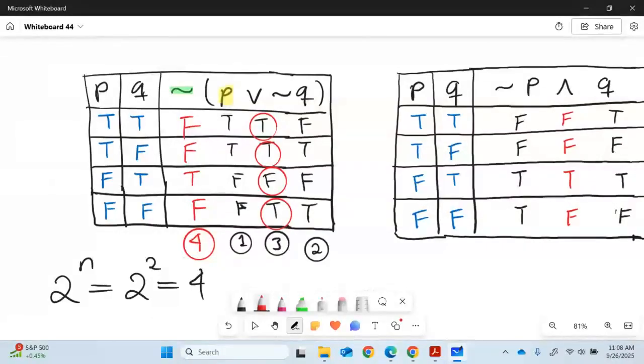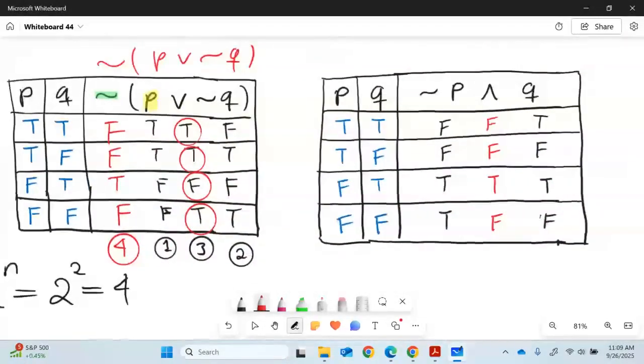So these are the truth values for the entire statement, not (P or not Q). That whole symbol is my last column. And in a similar way, I would create the truth table for the second expression, the one that I want to prove is equivalent. Let me do it very quickly. This one is actually much faster.